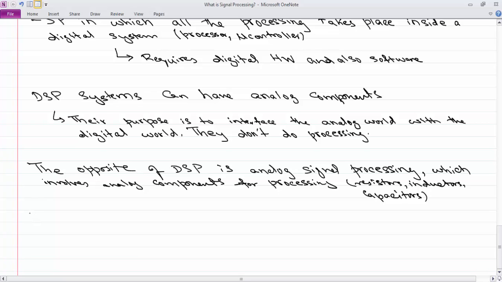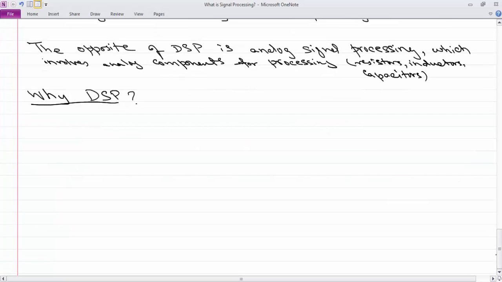So the question is then, why do we prefer DSP over analog signal processing? And there are some really good reasons for that. Some of the advantages of DSP systems, they are not all inclusive, is, as was said, repurposing of the same hardware for different applications.